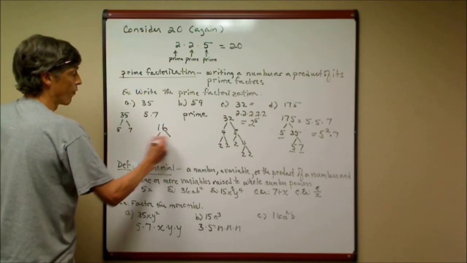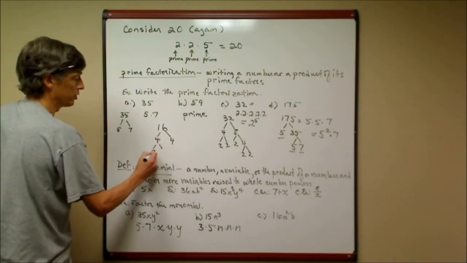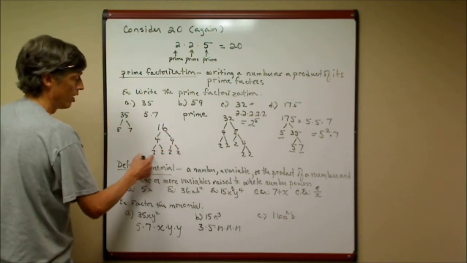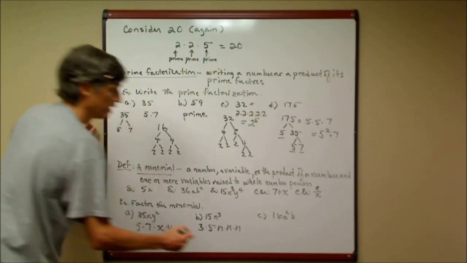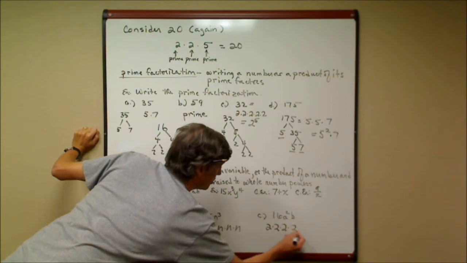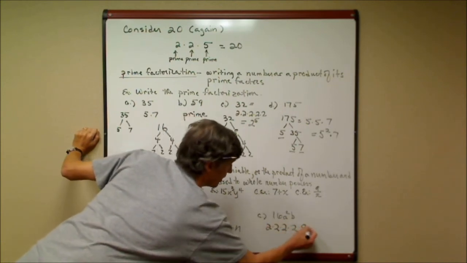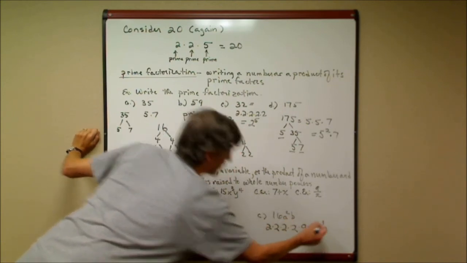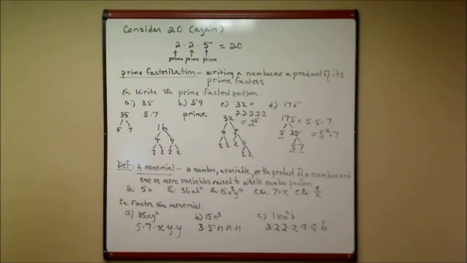16 is 4 times 4, which is 2 times 2 and 2 times 2, 2, 3, 4 factors. So 16 would be 2 times 2 times 2 times 2. Now I have 2 factors of a, and I have 1 factor of b. You can get good at this, but it does take a lot of hard work and, of course, always practice, practice, practice.